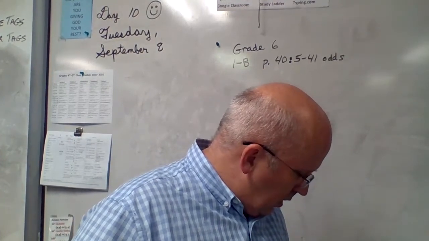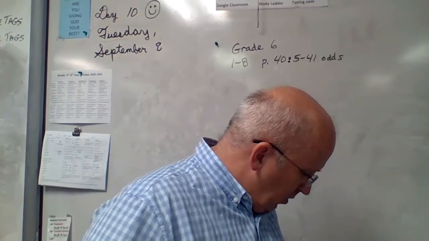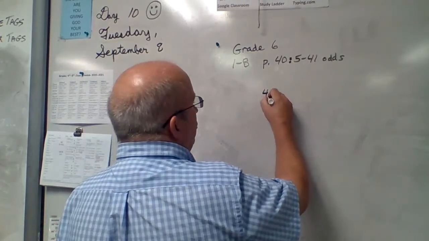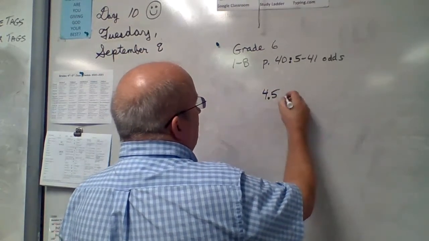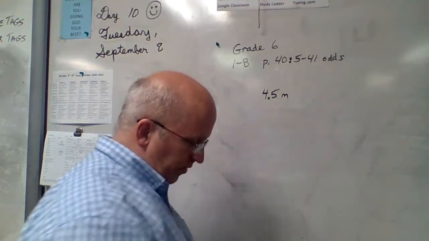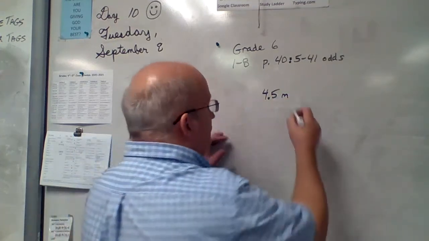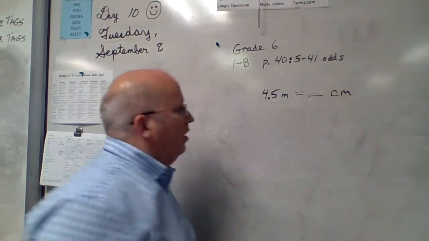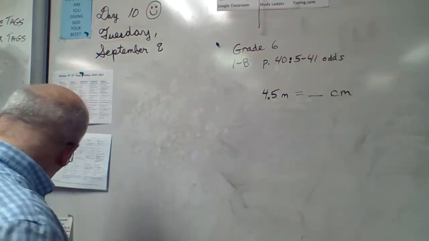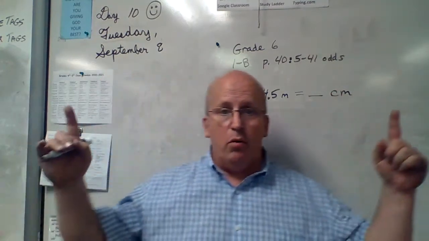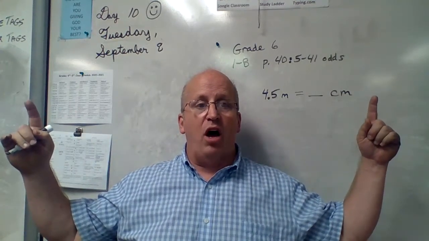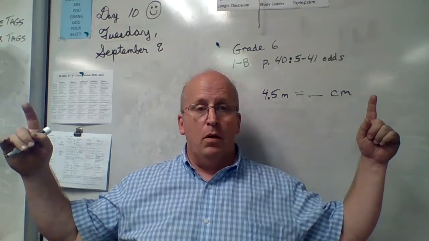So, how do we get started on this? Well, there's a couple ways to do them, but here's the way I like to do these kinds of problems. Let's say that I had 4.5 meter sticks, and I wanted to know how many centimeters that is. Well, a meter stick is about this long, and 1 meter stick has 100 centimeters.